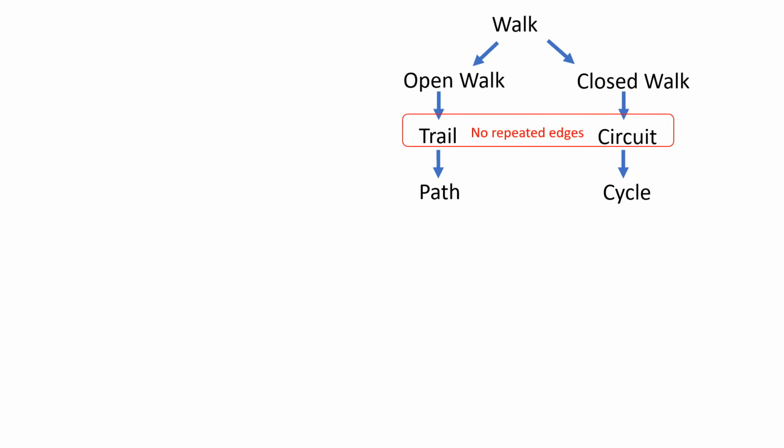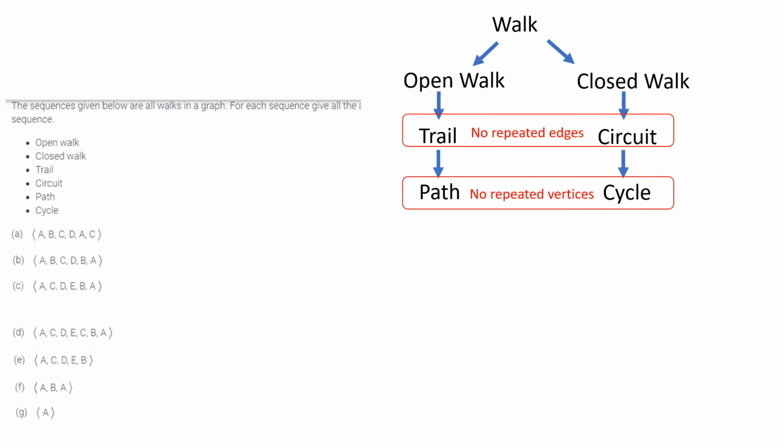And along the horizontal levels, we see that we've got some corresponding things. The trail and the circuit are alike in that there's no repeated edges. And then the path and the cycle are alike because there's no repeated vertices. So anyway, just having that handy to look at might help you in making sense of all of this.